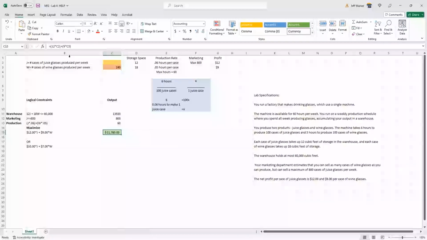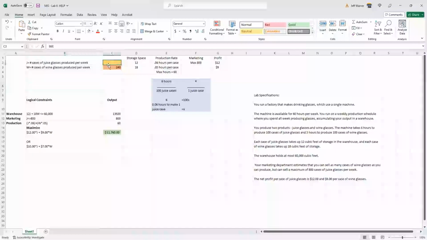And as you can see up here, I use $12 and $9. As I said, you can use 10 and 7. It makes no difference. I'll give you credit. So I take $12 times the C2, which is the maximum number of juice cases that can be produced, and $9 times the number of wine.